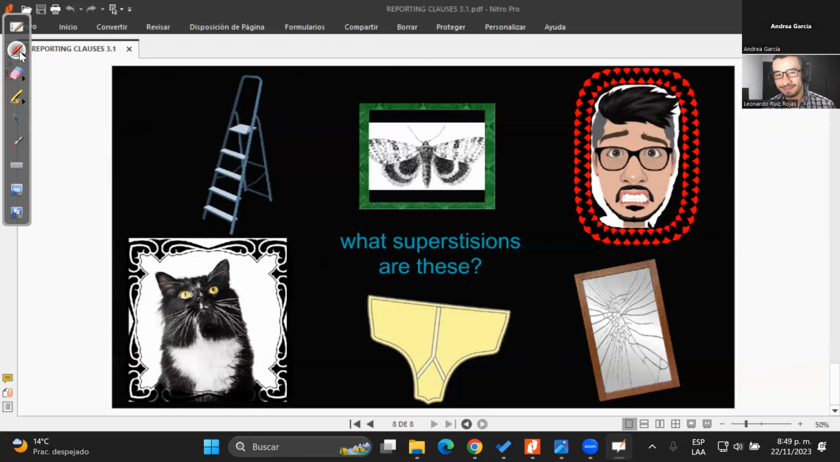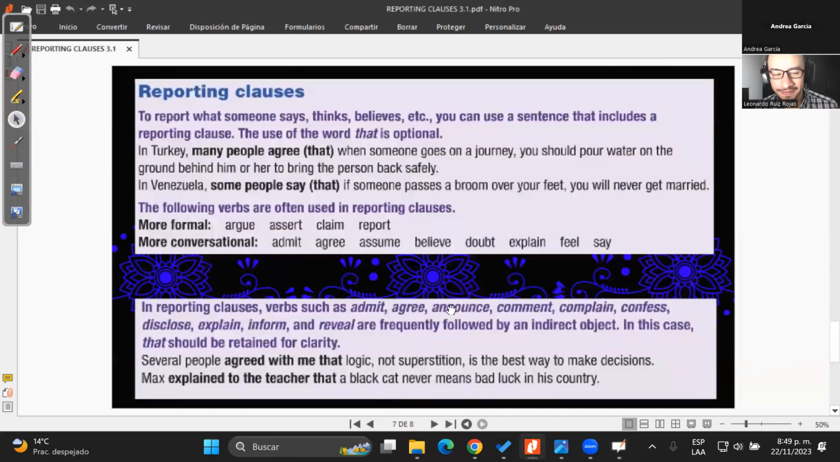When a superstition was told to me by another person, should I use the past tense? This one, right? Yes, it's optional. If you want to make it clear, yes. If you don't want to make it clear, it's not necessary. It means, for example, the superstition was told by your grandma to you.